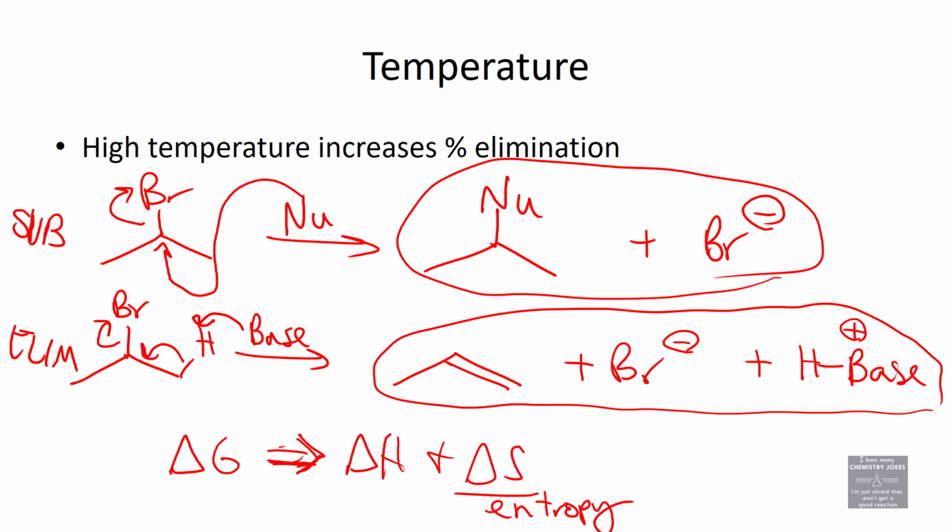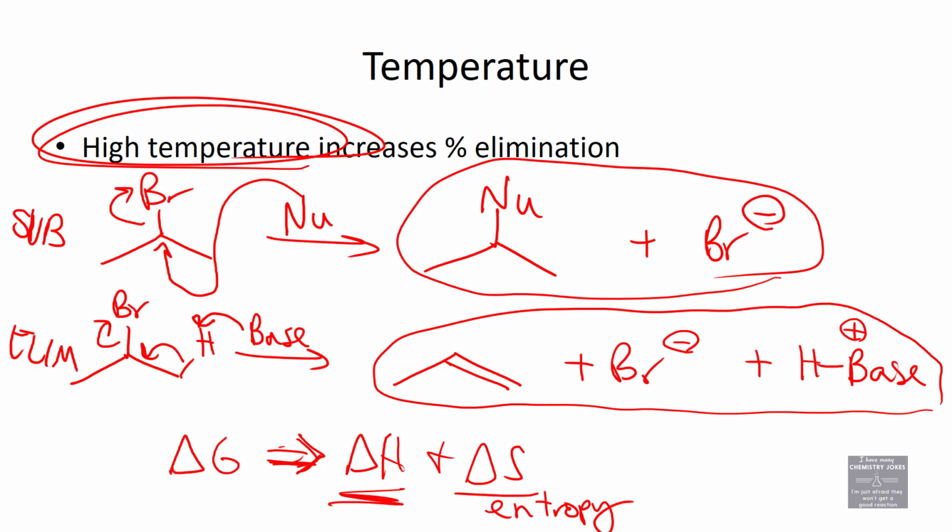Entropy favors elimination. So when you increase the temperature, that's got to do with delta H, I know. When you increase the temperature, it gives you more elimination products because it also pushes toward a more negative delta G. We can really get into more thermo talk if you want to, but what you need to know is high temperature increases the percent elimination. High temperature favors elimination over substitution. The end.